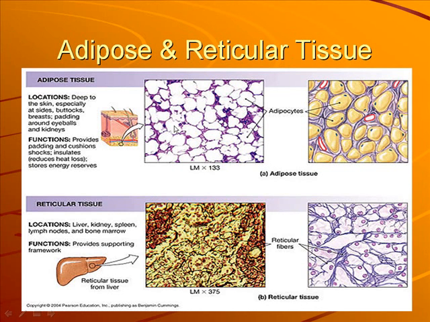I could also ask you, identify this cell type. Give me one example of a function of this cell type, and you would go: provide padding, cushioning, shocks, insulates, reduces heat loss. That's more than one example, but you get the point.